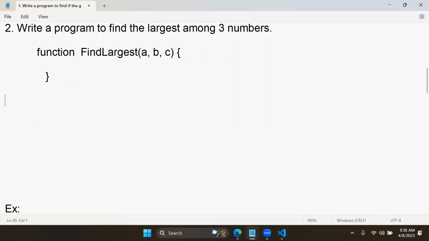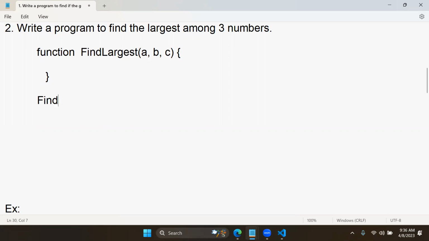The largest among 3 numbers. You have to compare A with B. You have to compare B with C, C with A, and you need to display which one is largest. That means what it should do.